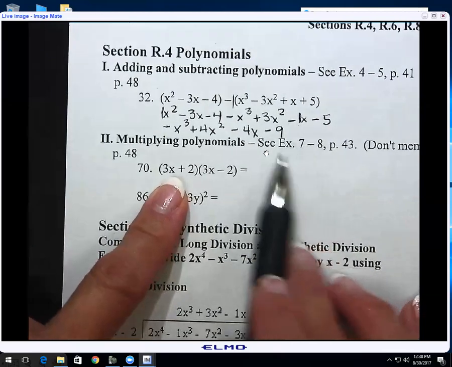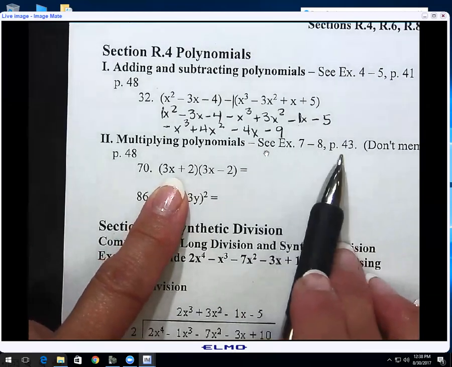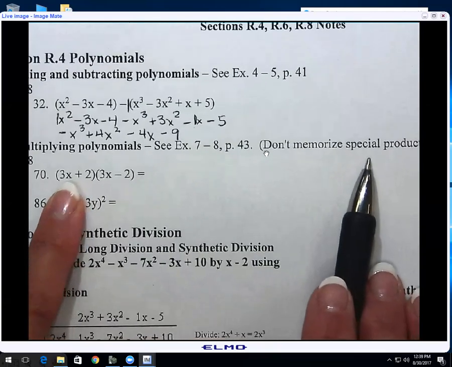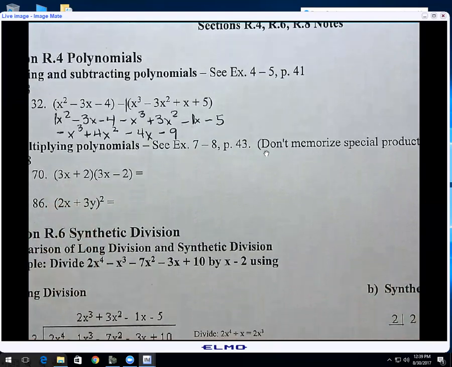All right, multiplying polynomials. We've got two great examples in the book, examples 7 and 8 on page 43. Near that, page 44 or so, there's a box that says special product formulas. My brain, I feel, is almost at capacity. Not that I'm that smart, but my brain capacity is that small. I'm just getting full. That's why I'm having trouble with names.